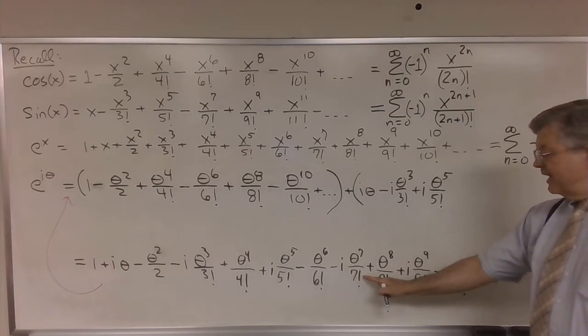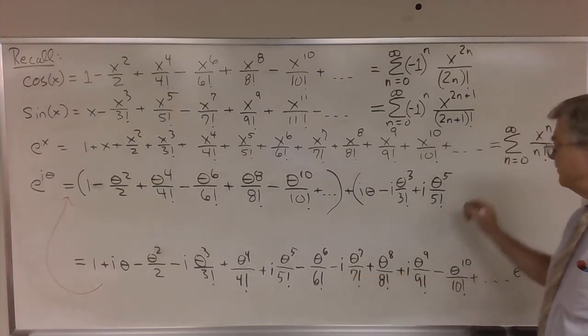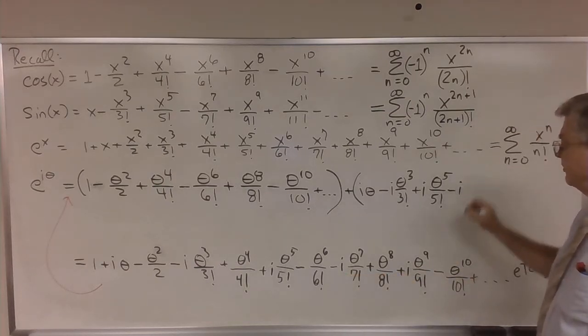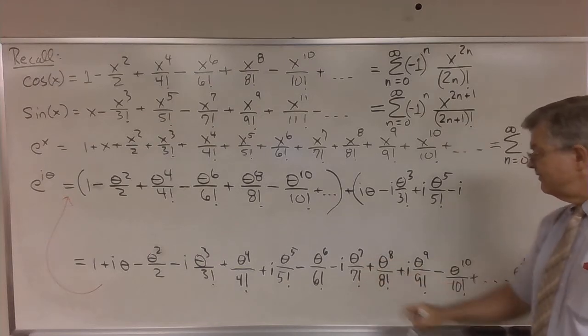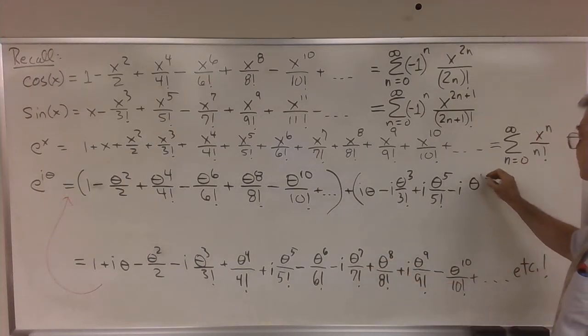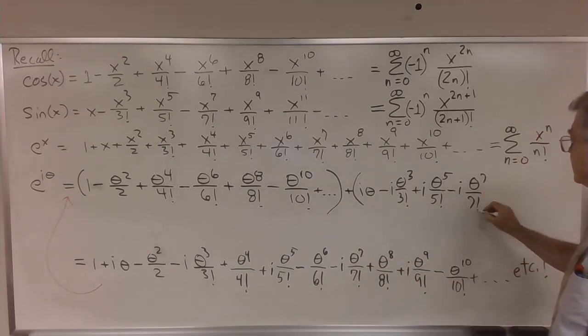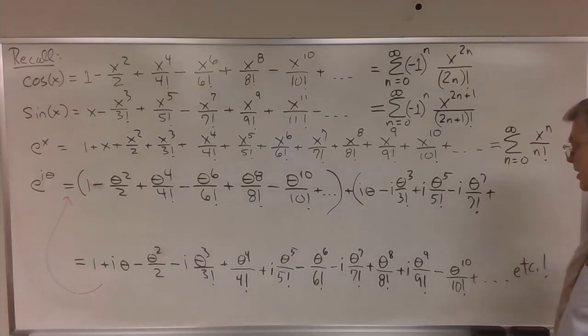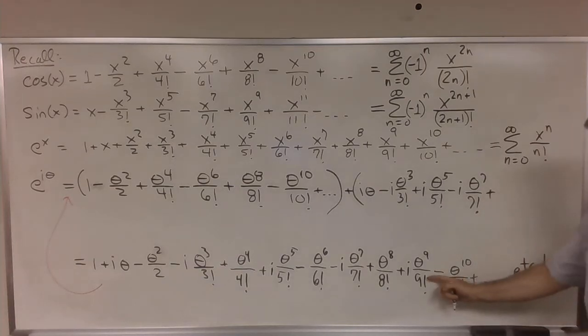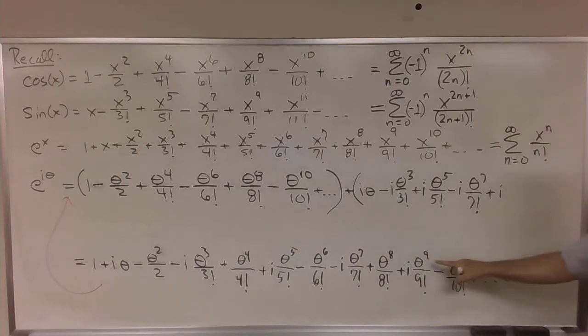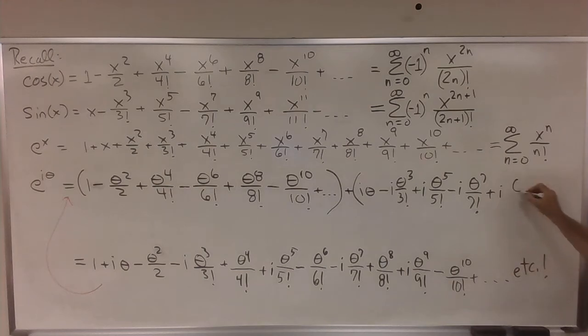The next term that has a factor of i is this one, minus i times theta to the 7th over 7 factorial. And then the last term that I have here that does have an i in it, this one, i times theta to the 9th over 9 factorial. And on we go.